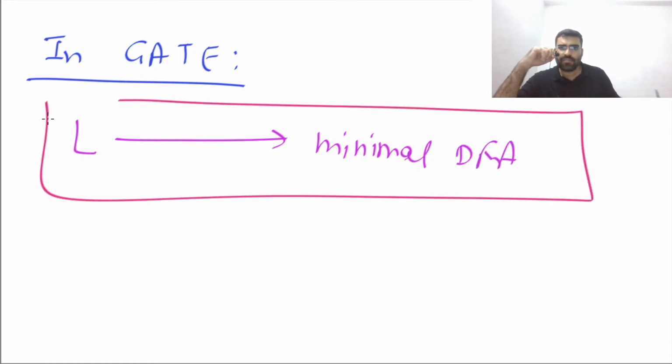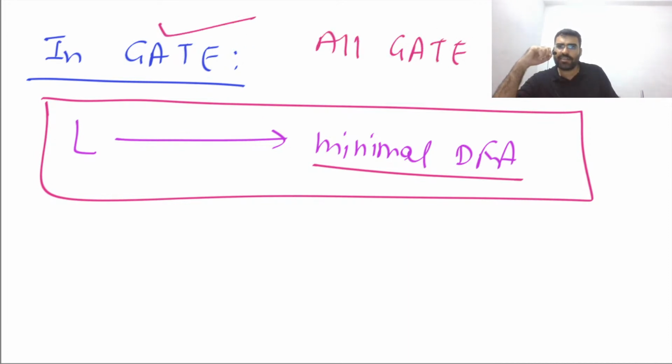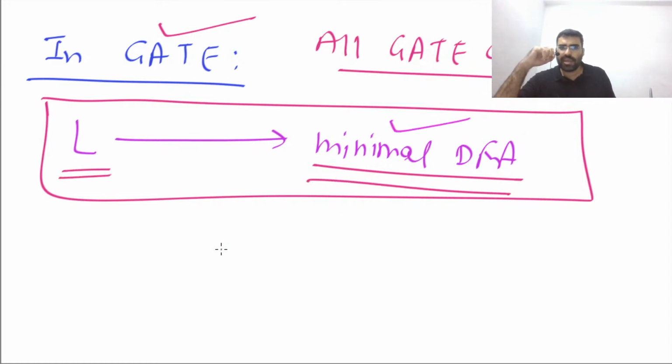We have already created many minimal DFAs directly from the language. You don't have to create an NFA, then convert NFA to DFA, and then minimize the DFA. You can solve each and every GATE exam question by directly creating the minimal DFA from the language. This is what we have done in our lectures.